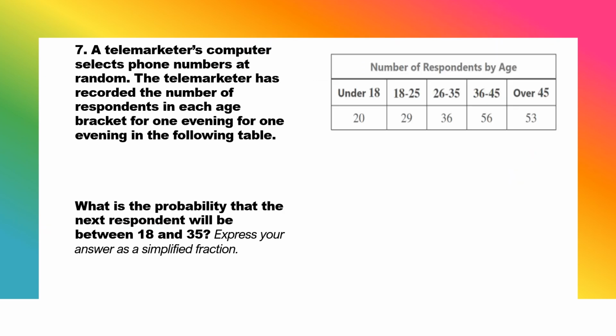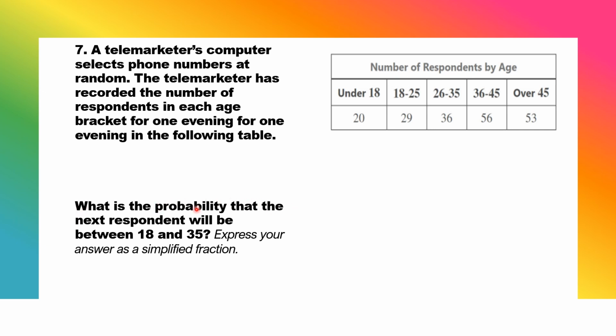All right, and then just wanted to give you an example with a table. So here it says a telemarketer's computer selects phone numbers at random. The telemarketer has recorded the number of respondents in each age bracket for one evening in the following table. All right, so this person is at work, they're calling people, and every time someone picked up the phone, they recorded what age bracket they were in. All right, so that's what table we're looking at here.